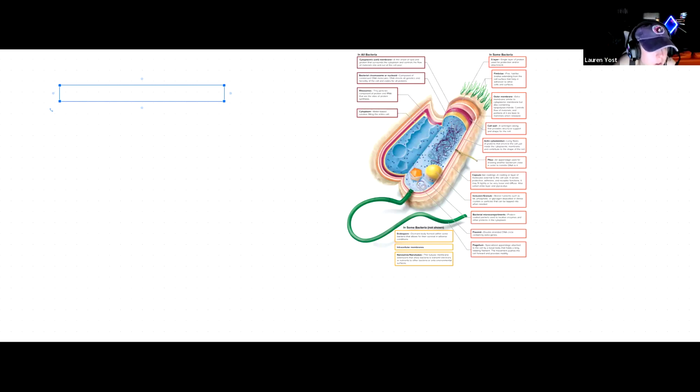Okay. So that is the glycocalyx. Capsules, and we also have the slime layer. And this one is more loosely associated, and it's for attachment, more often in biofilms.